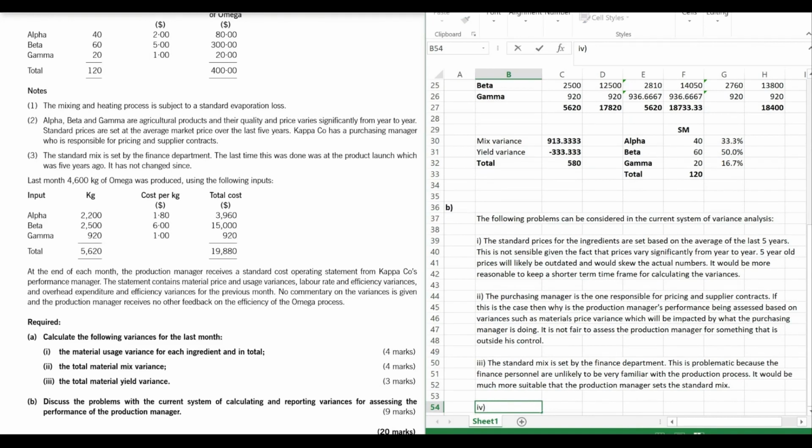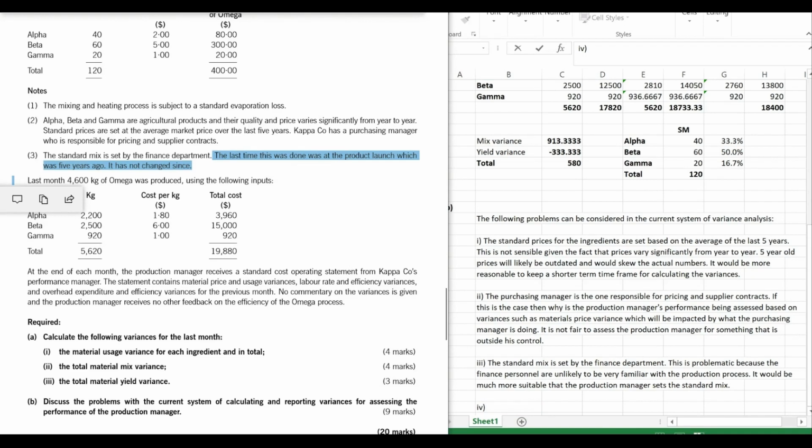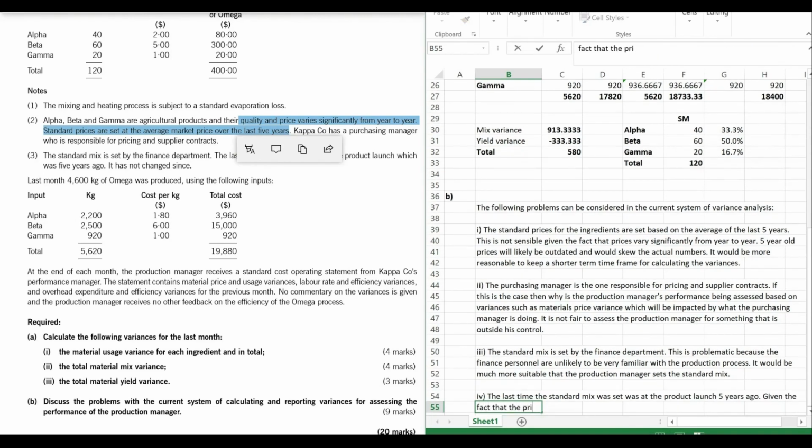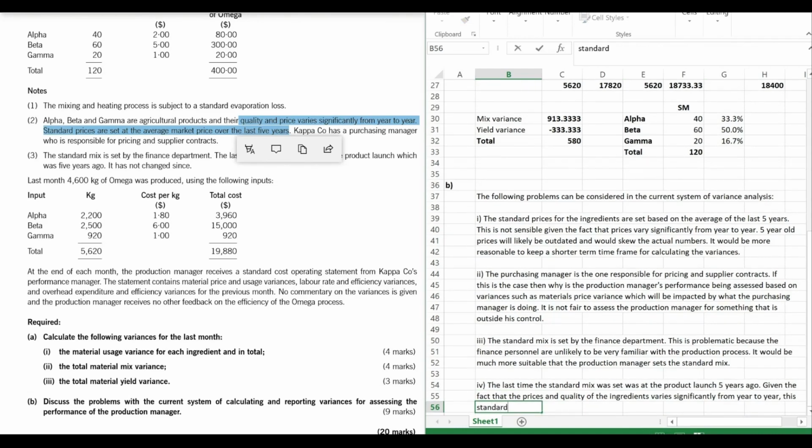Okay, number 4. The last time this was done was at the product launch, which was 5 years ago. It has not changed since, and as we know, the quality and price vary significantly, so there's an issue here. The last time the standard mix was set was at the product launch 5 years ago. Given the fact that the prices and quality of the ingredients vary significantly from year to year, this standard mix is completely outdated. It should be updated regularly. And we expand on this further.